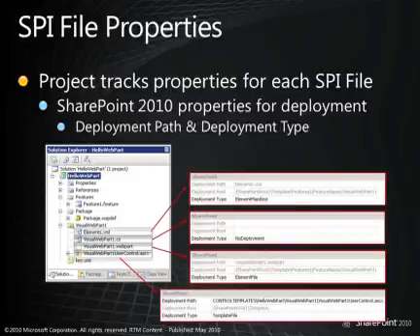SPI files are the child elements of an SPI. A property grid can be used for each SPI file to allow for additional configuration. The most common configuration options include setting the deployment type and the deployment path for each file. Deployment types, such as the element file, elements manifest, identify the file and how it should be handled to the packaging engine, which then knows how to package and deploy the specific file.